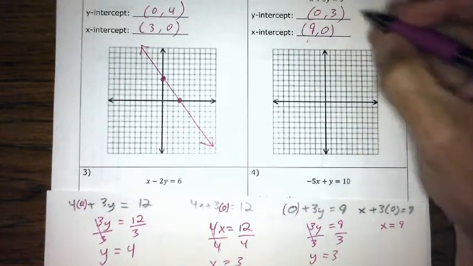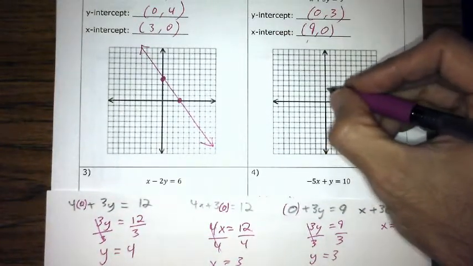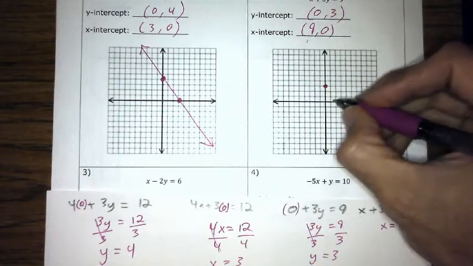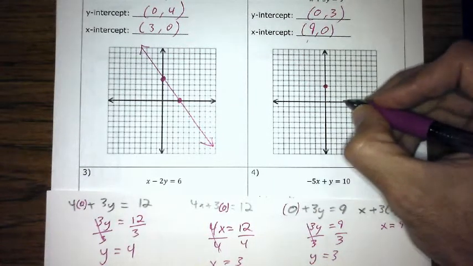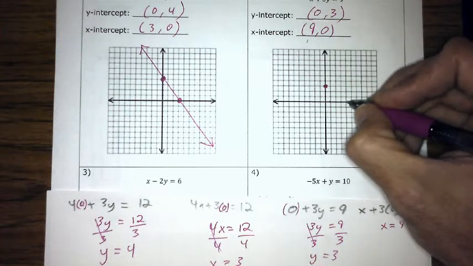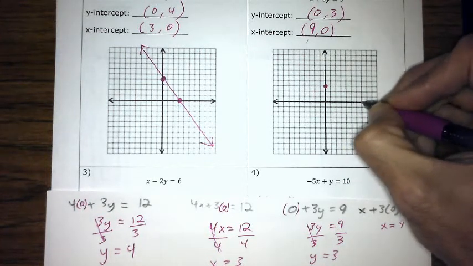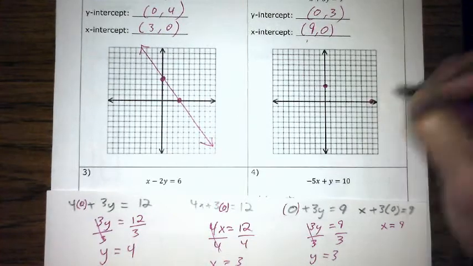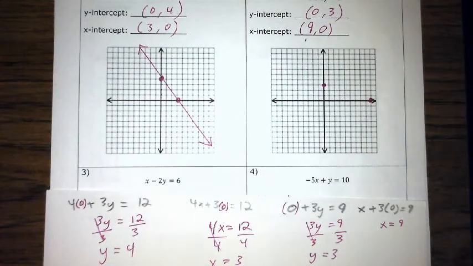0, 3, 1, 2, 3. Count to 9 on the x. 1, 2, some of these are hard to see. 1, 2, 3, 4, 5, 6, 7, 8, 9. Almost to the end there of that coordinate plane.